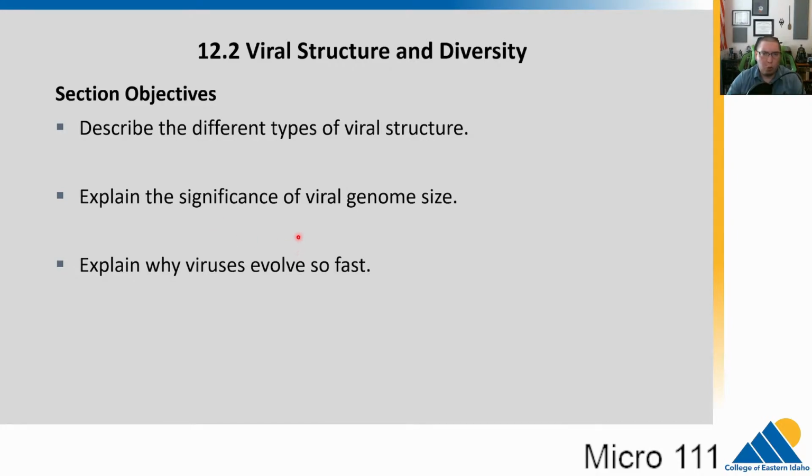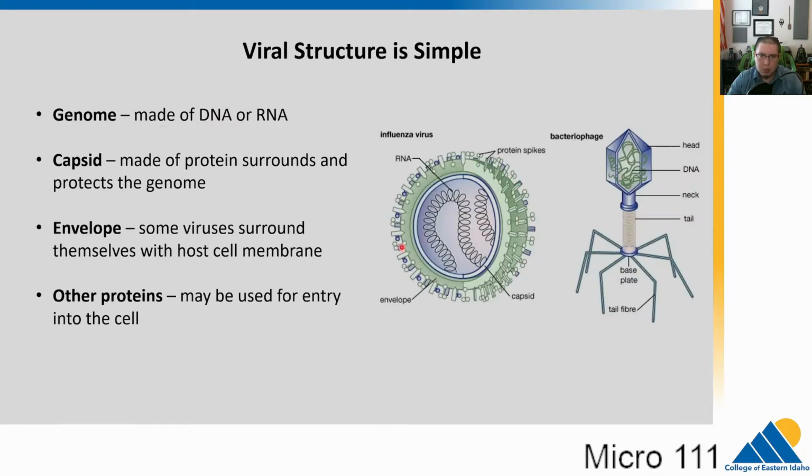In 12.2, we're going to talk a bit about viral structure and diversity. We'll talk about different viral genome sizes and what makes up a virus, and why they evolve so quickly. So a virus is relatively simple. It has a genome that's either made of DNA or RNA. There is a capsid, which is a set of proteins that surrounds and protects the genome.